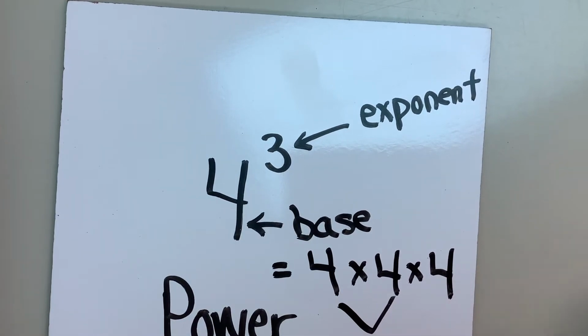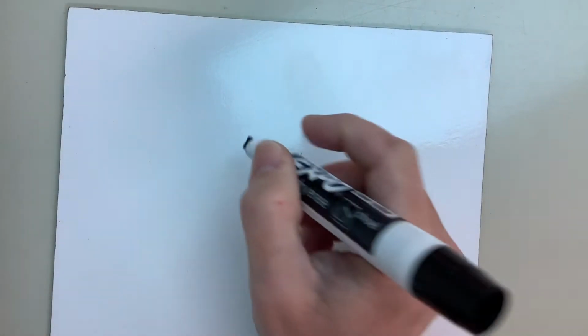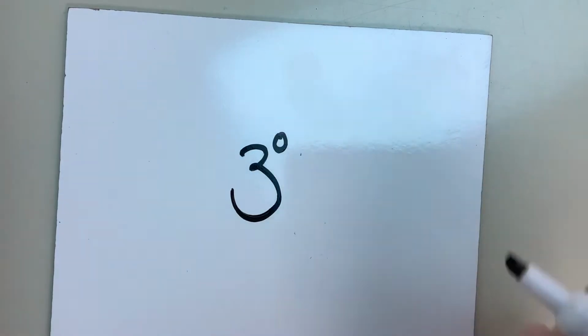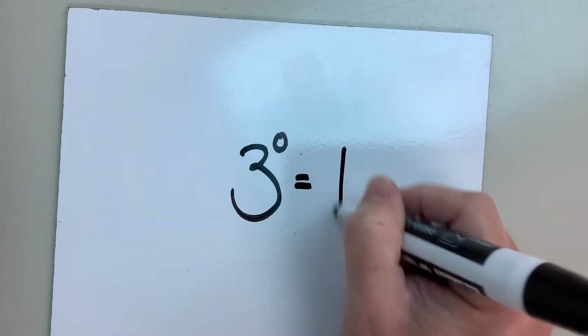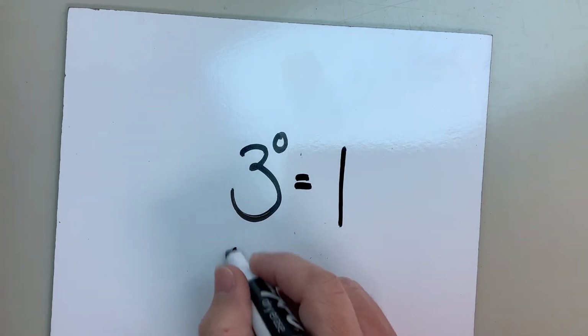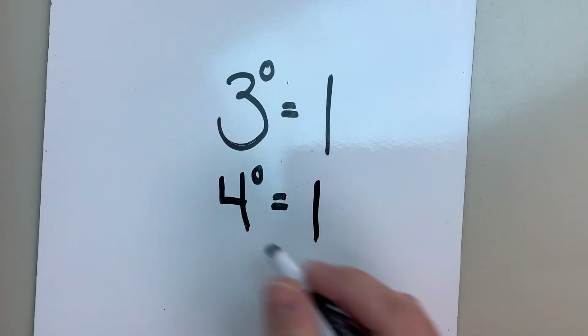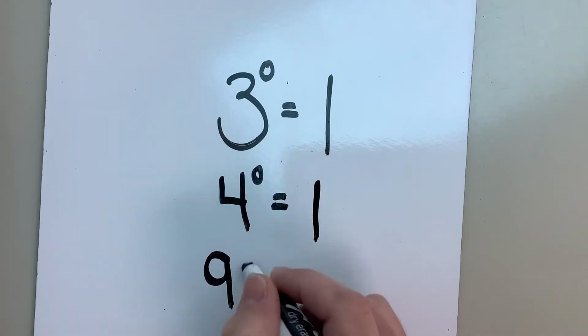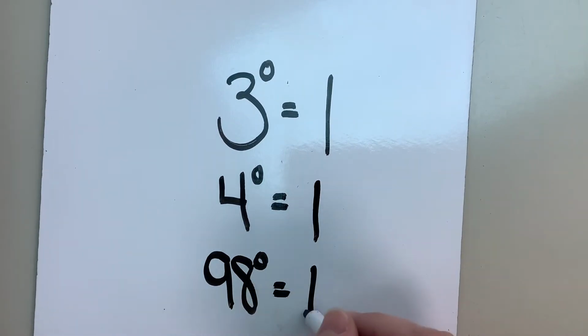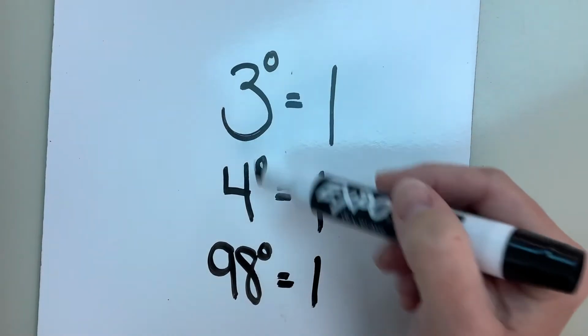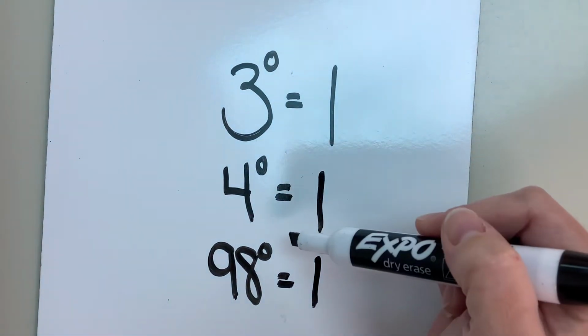All right, so one special one is anything to the 0. So if we have 3 to the 0, this equals 1. If you have 4 to the 0, this equals 1. If you have 98 to the 0, this equals 1. So that is one special occasion. All of these have an exponent of 0.